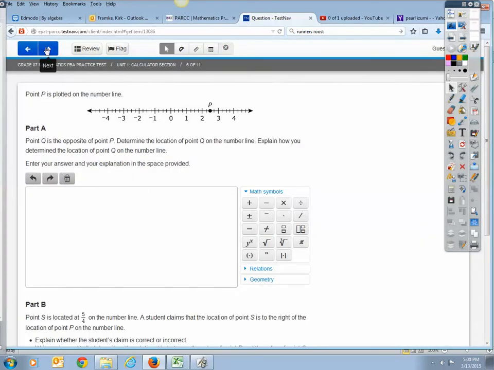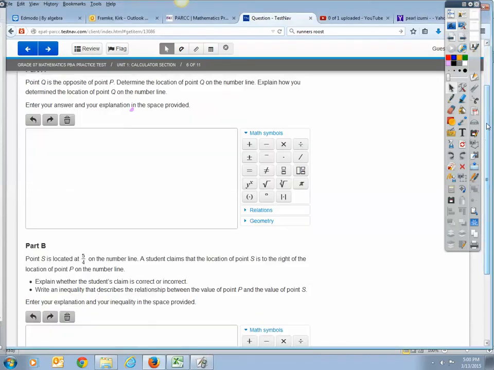Alright, point P is plotted on the number line. Oh, it's at 2.5. Point Q is the opposite of point P. Determine the location of point Q. Well, the opposite is just the negative, right? So it's negative 2.5. Because opposites simply mean that they are two numbers that are equidistant from 0. And so, yeah, that's pretty simple. So it's negative 2.5.